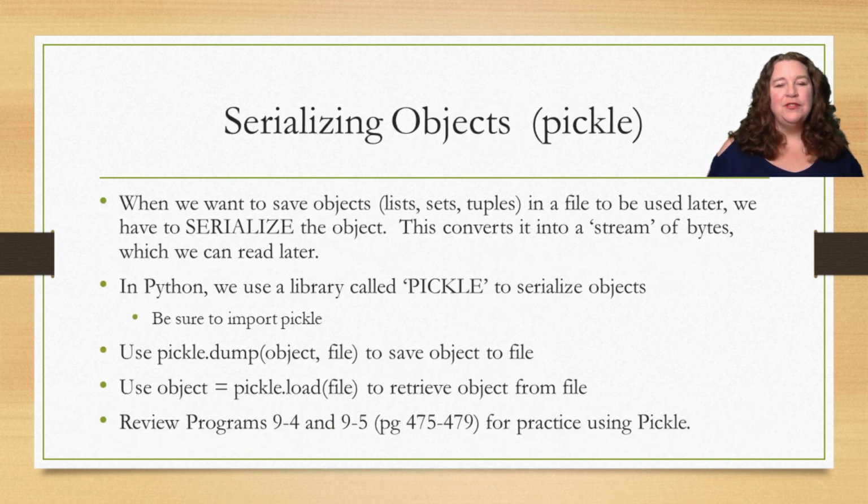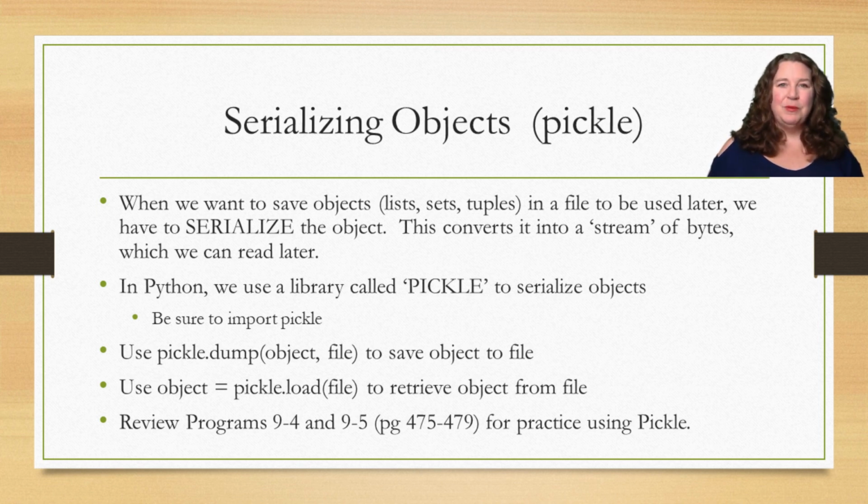The last section of chapter 9 covers a concept that we call serializing. When you store objects in a file, you don't store them as just text, because that doesn't work. We have to store them separately because they are objects and they have different attributes that go along with them, and we can't just make them a string.